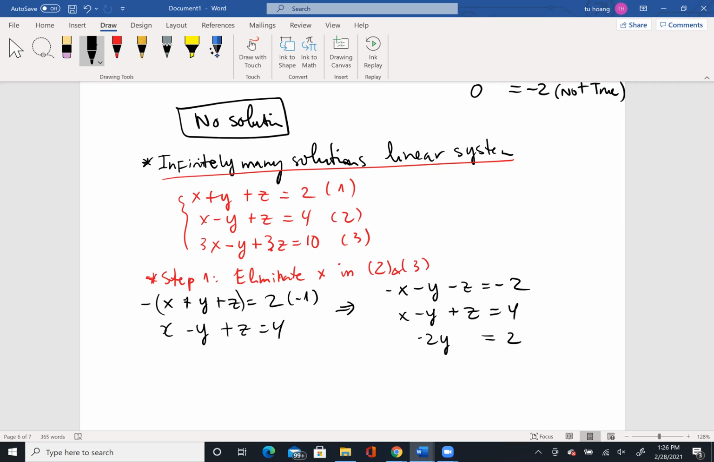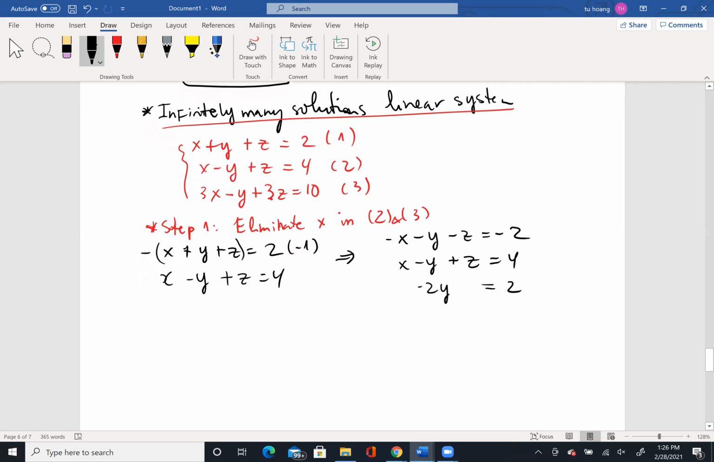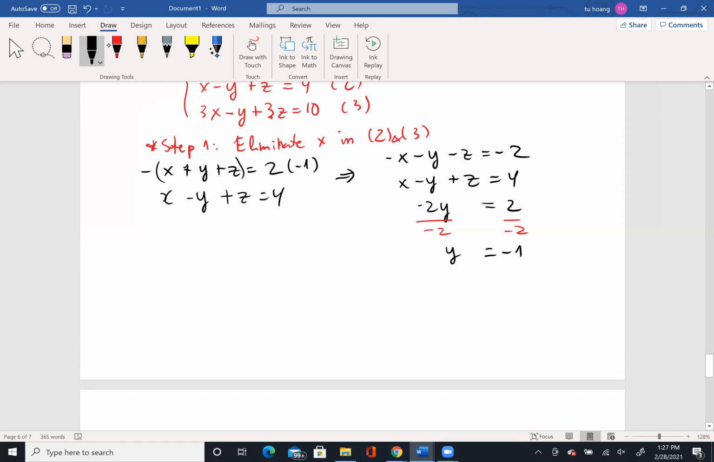negative 2y equal to 2. So right away I can have y, I divide by negative 2 both sides, and have y equals negative 1. Okay, so that is for y.